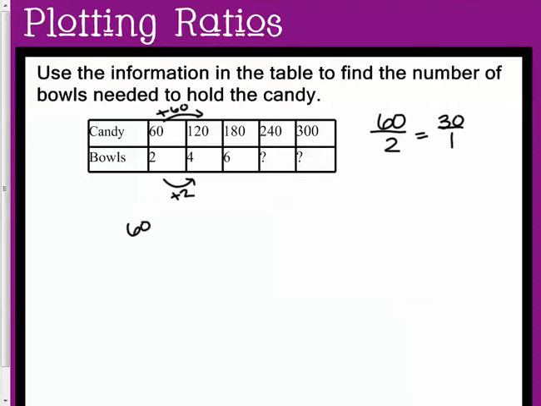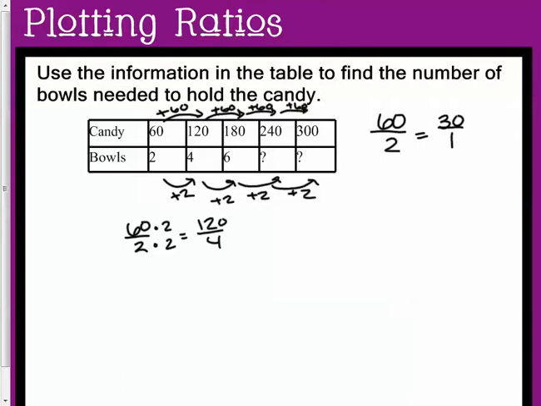Or if you thought about it as 60 over 2, you multiply both of these by 2, and you get 120 over 4. As you can see, that's what we got here. So the repeated addition is happening the same on the top every single time, plus 60, and at the bottom, it's the same every time, plus 2. So this would be 8, and this would be 10.